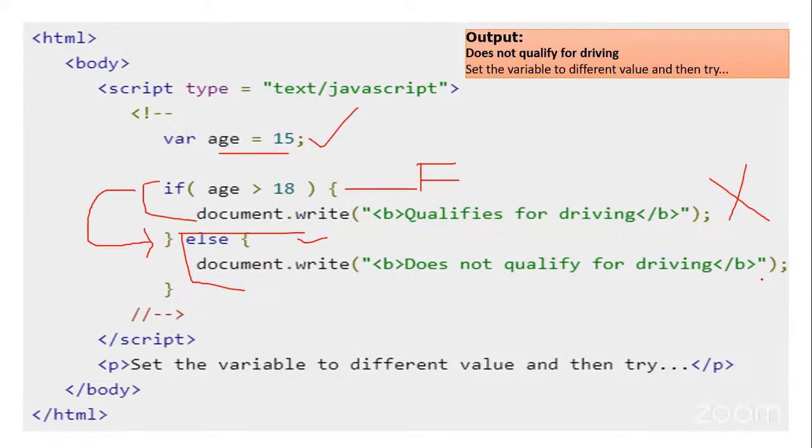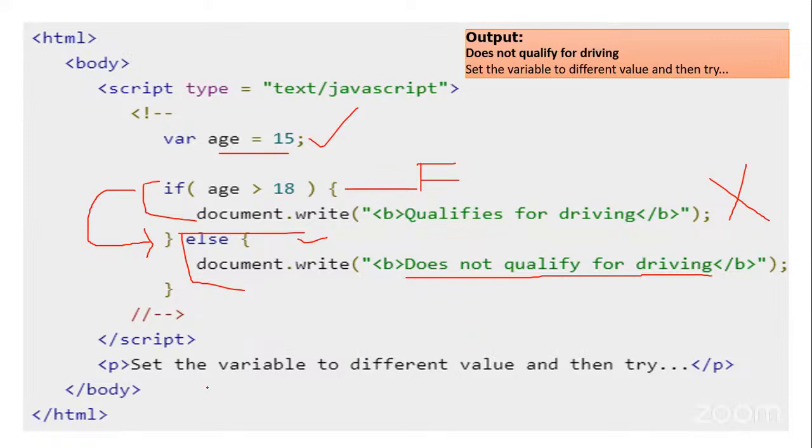Output statement, document.write. Within that, display "doesn't qualify for driving because the age is 15." So you must display on the screen. Suppose any user enters age as 15, you must display the information like "you are not qualified for the driving." Then the application becomes meaningful, right? So this is about if else.